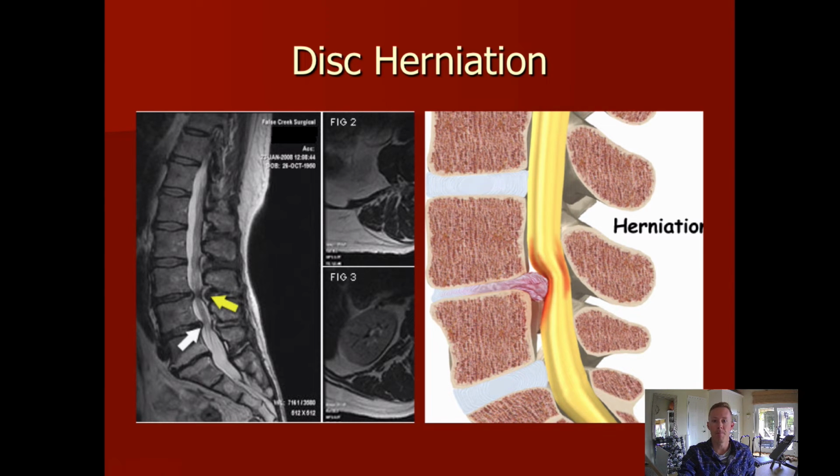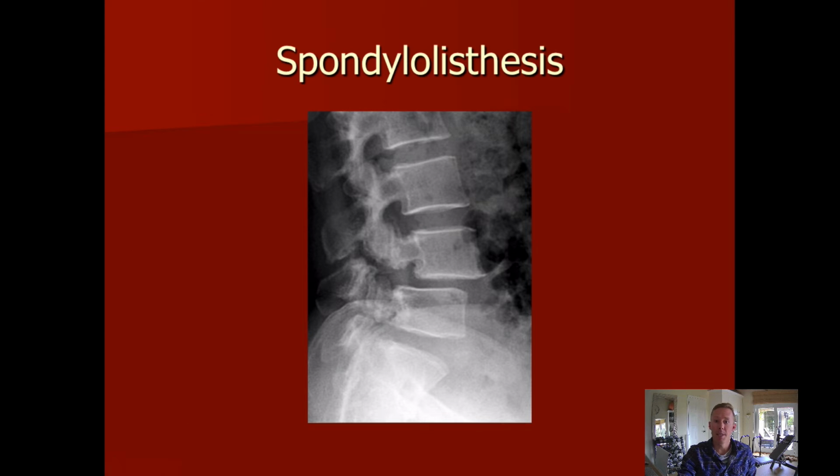So that is a pathology that comes up in the low back, and again in the neck, they follow the same thought pattern. And then spondylolisthesis is a condition where there's a fracture in the backside of the vertebrae, and the vertebral body shifts anteriorly.